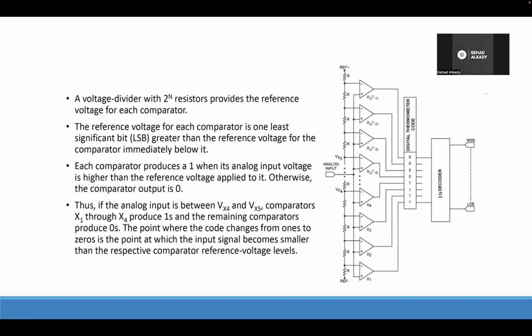Also, I want to confirm about the levels: as we go up on this ladder of resistances, if the input voltage is greater than the reference voltage connected to the comparator, it will give a 1. But if not, it will give a 0. So this is how the flash ADC works.